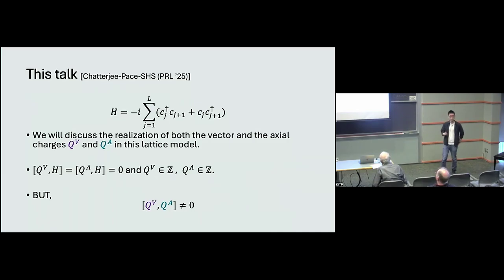Any question at this point? Great. Yes? Do you have the commutator going to 0 as L goes to infinity? Excellent, yes. And I will talk about that later on. Indeed, this commutator goes to 0 as you take the thermodynamic limit. So everything matches with the continuum in the thermodynamic limit. But on a finite lattice, they do not commute.